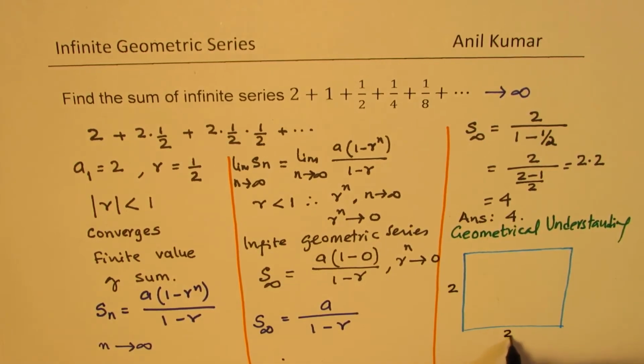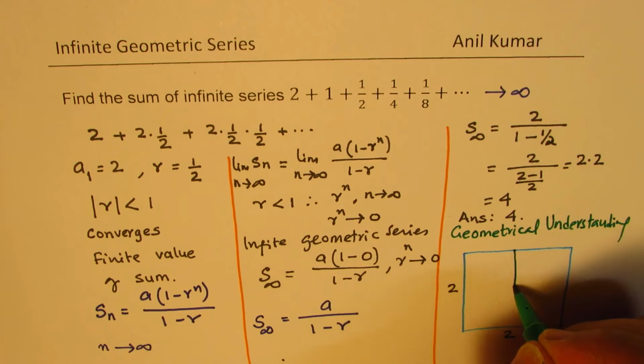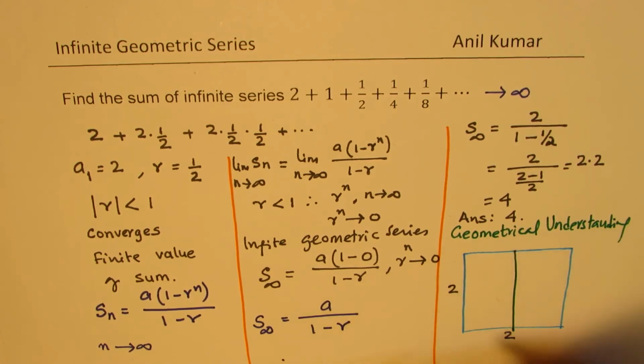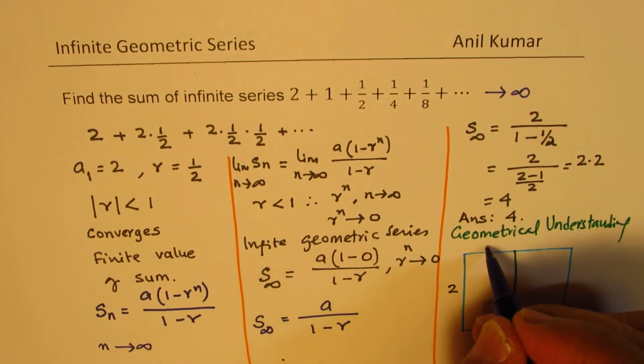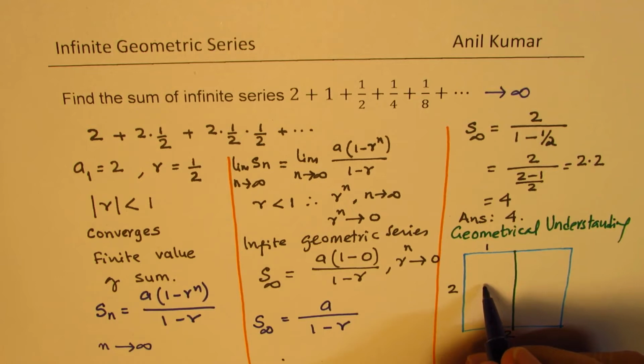We have a 2 by 2 square. So each side here is 2 units. Now what happens if I divide it into half? So we have a square, and if I divide it into half, then this side becomes 1, right? This remains at 2. So the area here will be 2, right?